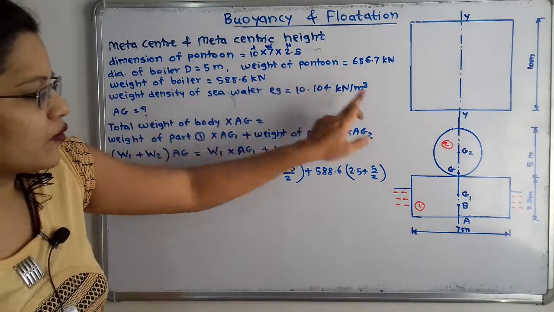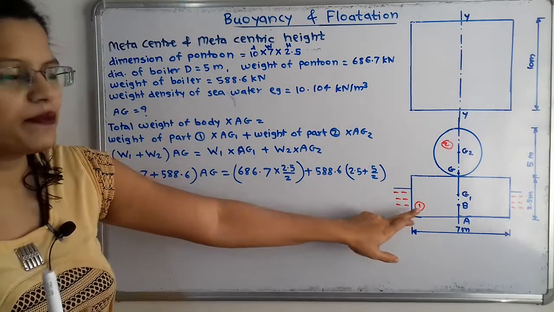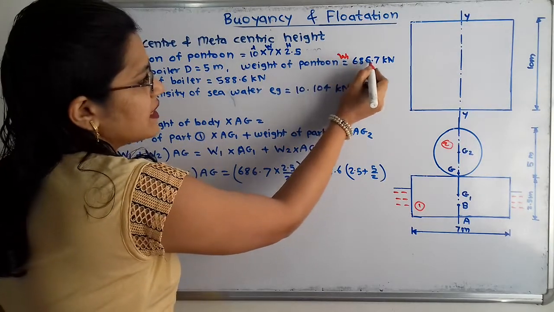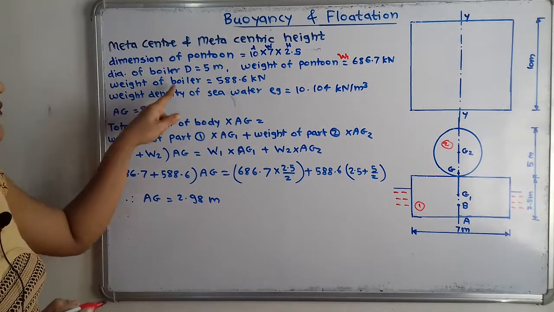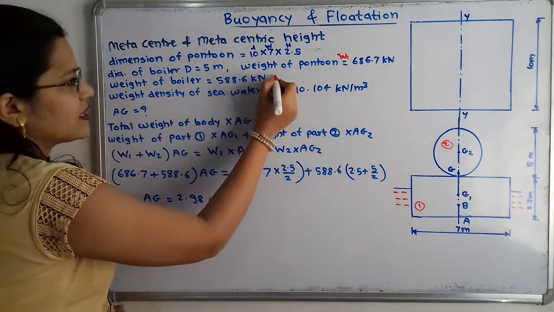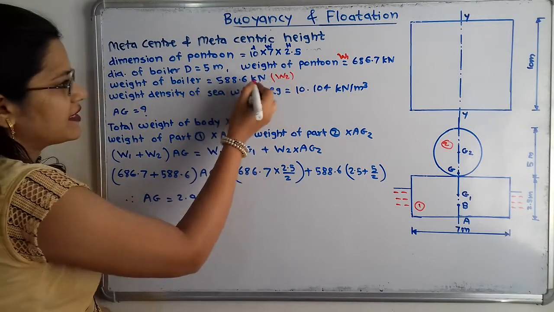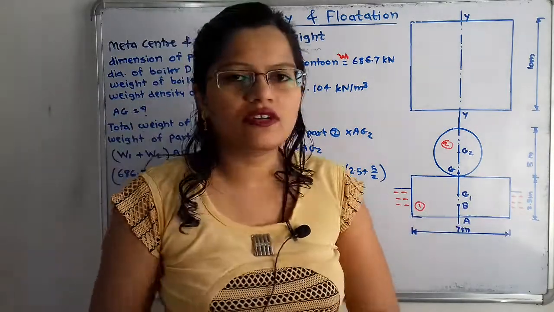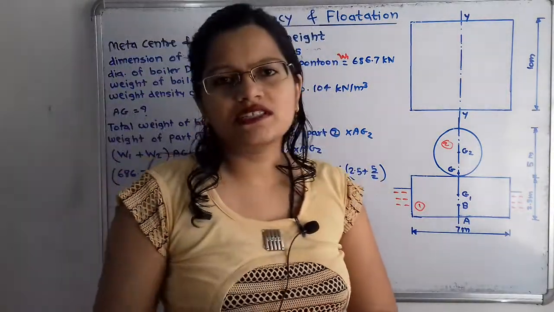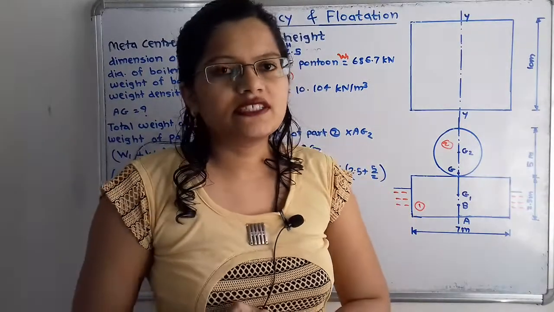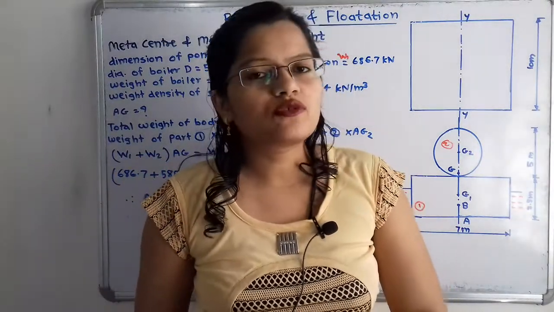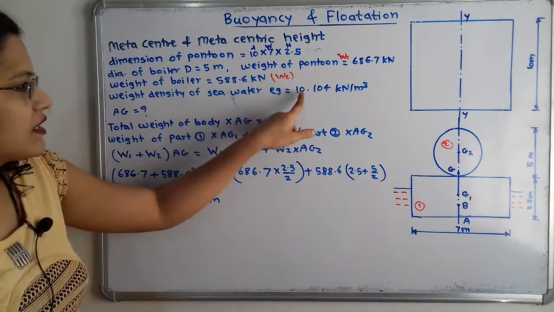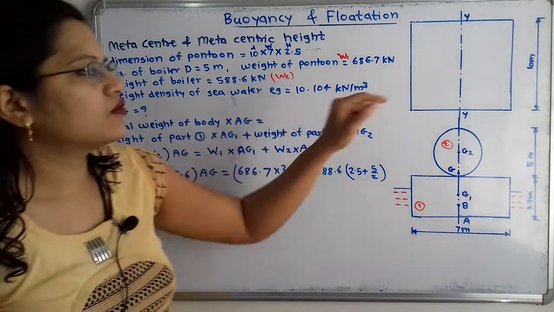Then the weight of the pontoon. This is body part 1, so we can say this is W1, that is 686.7 kilonewton. Then the weight of the boiler. This is part 2, so we can say this is W2, that is 588.6 kilonewton. Then the weight density of seawater. What is the meaning of weight density? Density is rho, and weight means we have to multiply by g. So rho g is given, that is 10.104 kilonewton per meter cube.